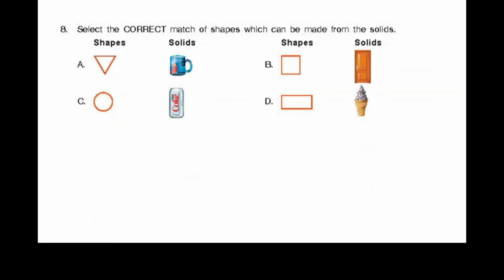Select the correct match of shapes which can be made from the solid. So which shape can be made from the solid? This is option A. This is containing a cylindrical kind of shape. So we can include a 2D shape as a disc here, but we have a triangle, so it cannot be the option. Option B. This is a door. It could resemble the rectangle, but we have a square here, so this cannot be the answer. Option C. We have a Coke.